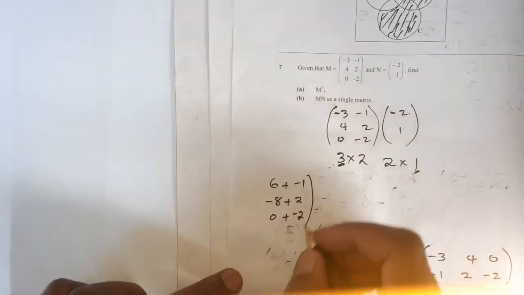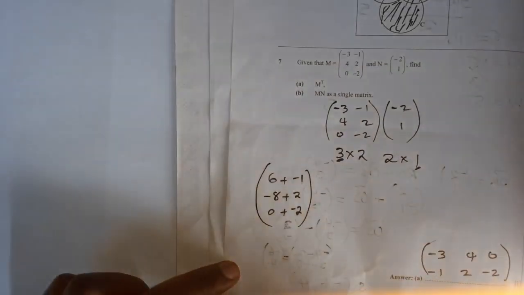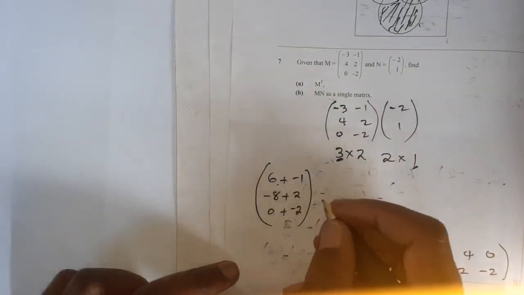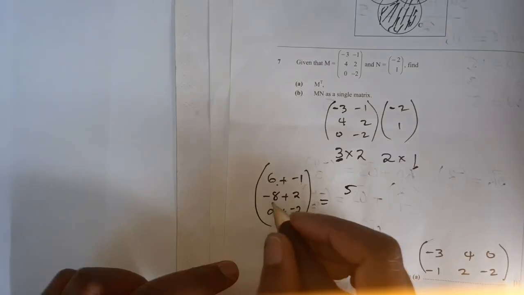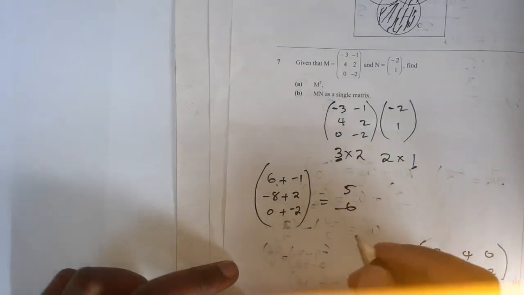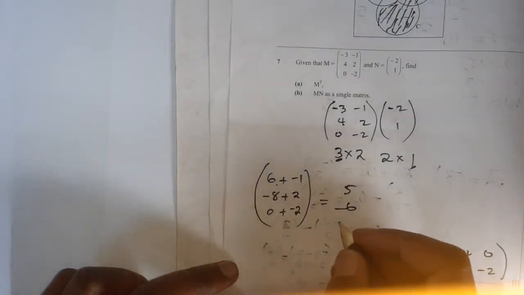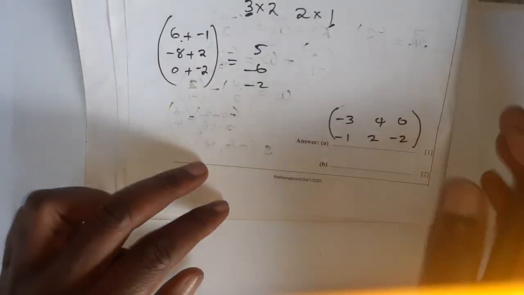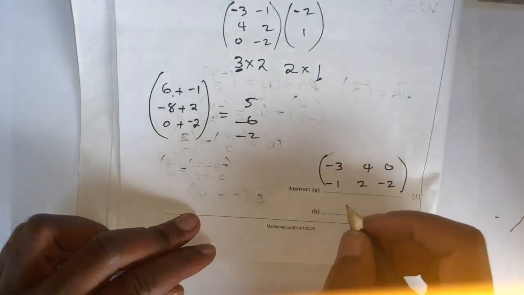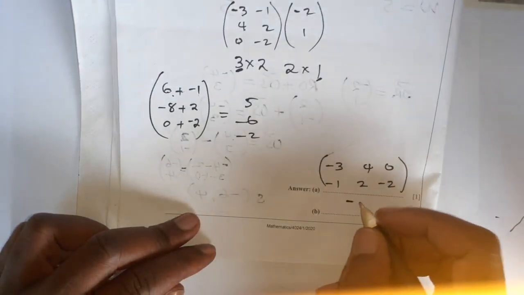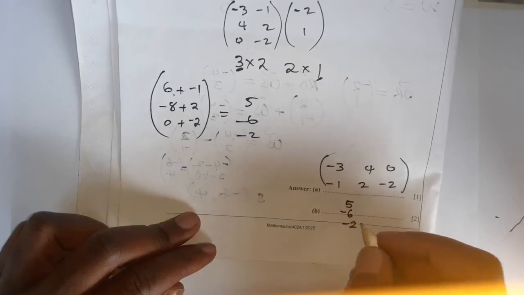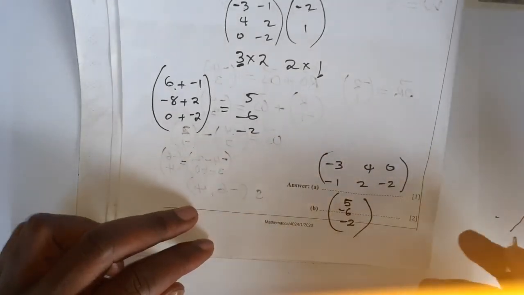So this has to be simplified now. How do we simplify it? 6 minus 1, we get 5. -8 plus 2, we get -6. 0 plus -2, we get -2. So this is what is going to be our answer. Our answer here is going to be 5, -6, -2. That is what is going to be our answer.